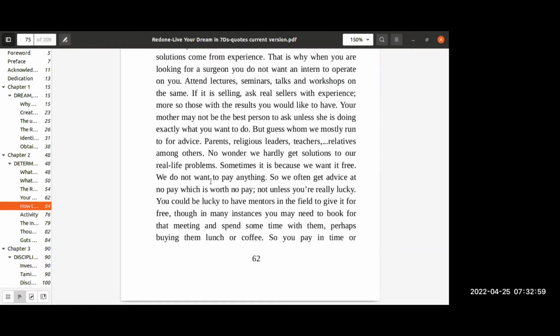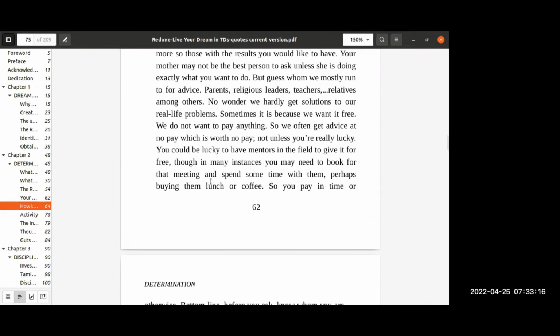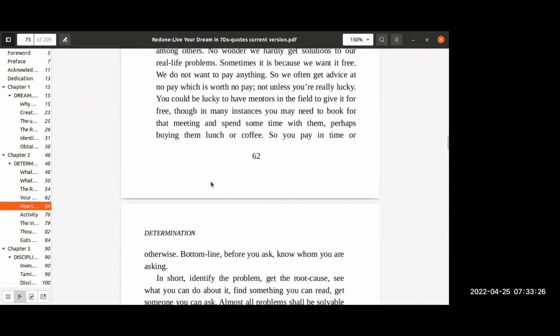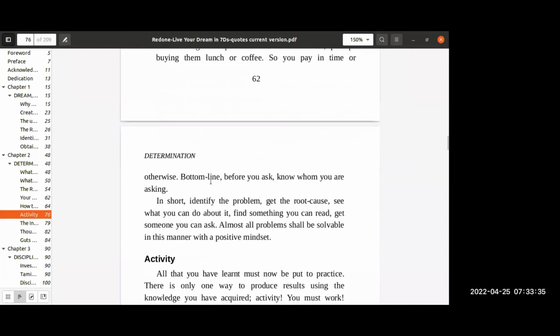Sometimes it's because we want it free. We do not want to pay anything. So we often get advice at no pay, which is worth no pay, not unless you're really lucky. You could be lucky to have some mentors in the field to give it for free, though in many instances, you may need to book that meeting and spend some time with them, perhaps buying lunch or coffee, so you pay in time or otherwise. Bottom line, before you ask, know whom you're asking.